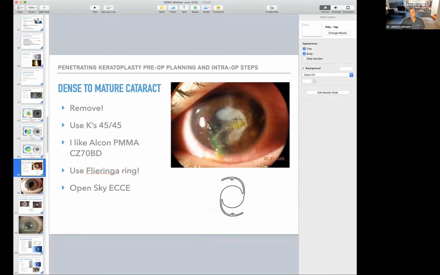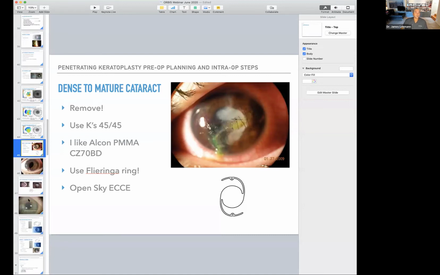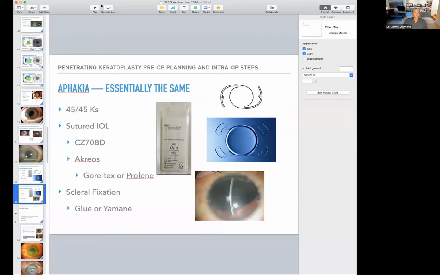All right, I'm going to move along and we'll come back to some of these questions. Good though, you guys are sending a lot of questions. Okay, so where were we? We were talking about the lens management.